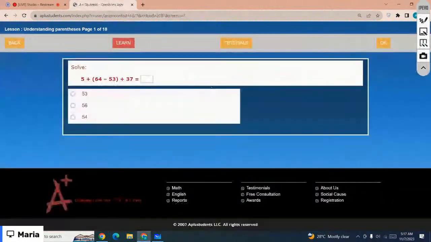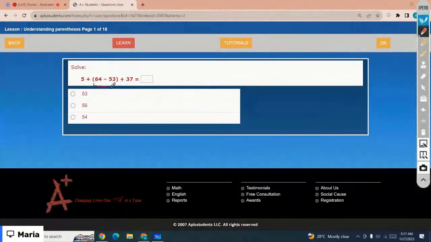Okay, solve 5 plus (64 minus 53) plus 37. So here you have the parenthesis. You have to solve the operation that is inside the parenthesis first, no matter what the operation is. Got it? So you have to do 64 minus 53, which is 11. So that would be 5 plus 11 plus 37. Now you can add them, right?